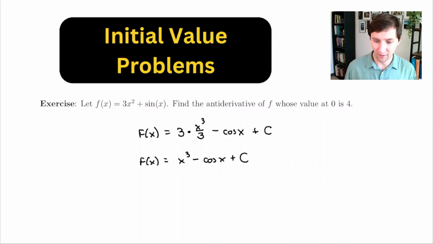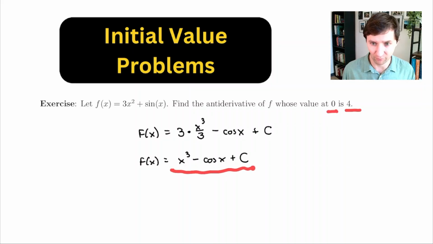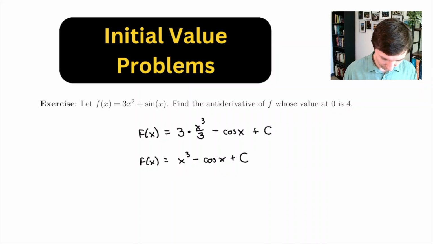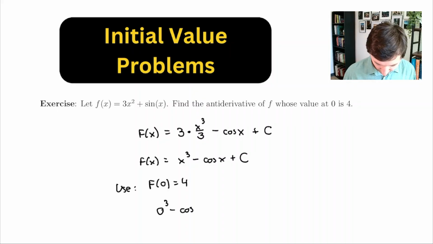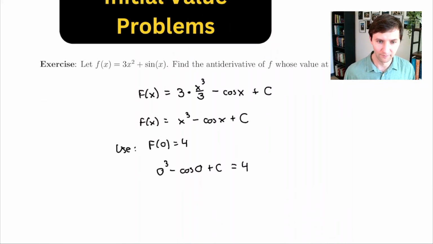But I was also told that the value of this antiderivative is 4 at 0, which means when I plug in 0 to this expression, I should get 4. Let's use the fact that f of 0 is 4, which tells me when I plug in 0, which is 0 to the third power minus cosine of 0 plus c, that should give me 4. Let's evaluate this. I believe 0 to the third power is 0, cosine of 0 is 1, which gives me negative 1 plus c is 4.